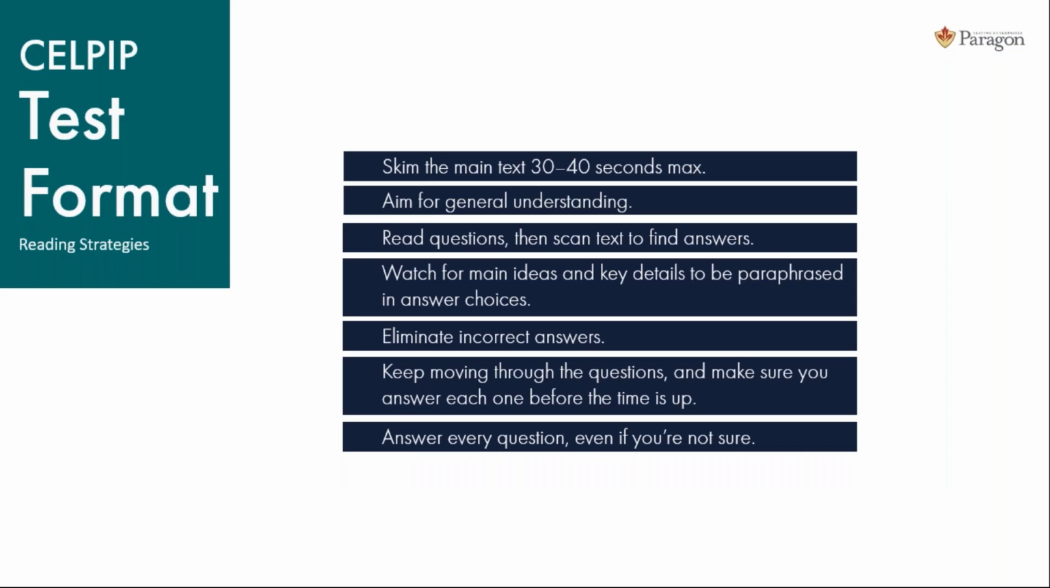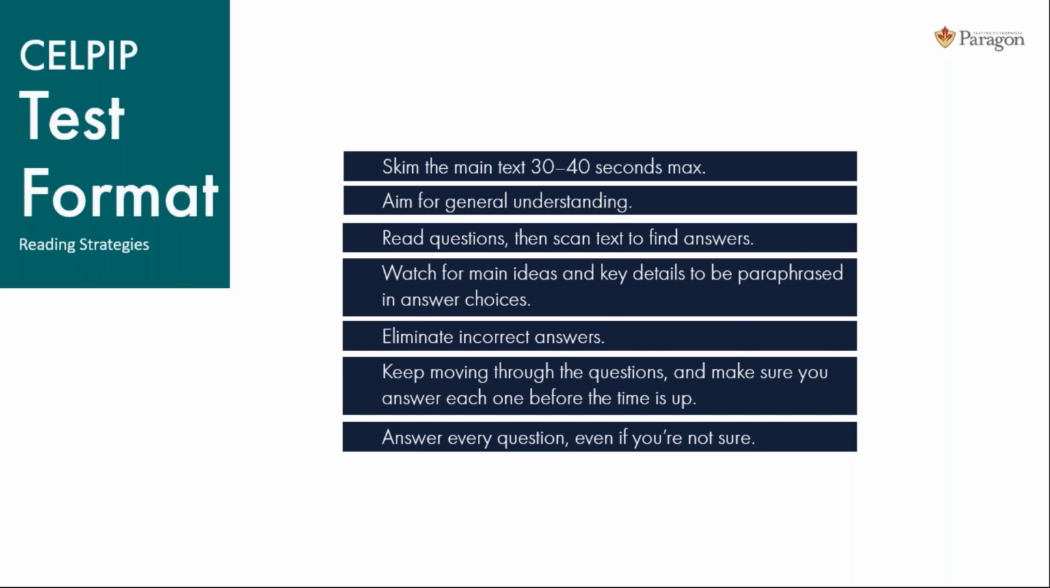All right, so some general strategies here. Skim the main text. These are recommendations from us. 30 to 40 seconds. This is based on what most people are comfortable with and what works for them. But again, this needs to be adjusted to your own needs. But aim for general understanding while you're skimming. Don't get lost in the details of the reading. You don't need to understand the reading in detail. But you do need to have a general understanding of it. Then read the questions and scan.